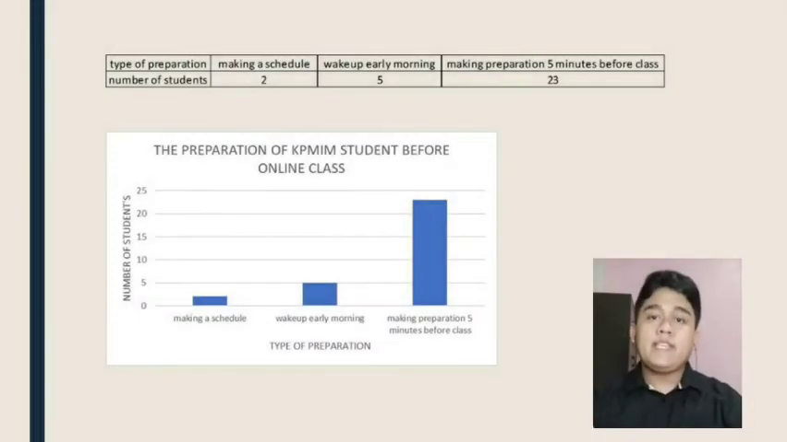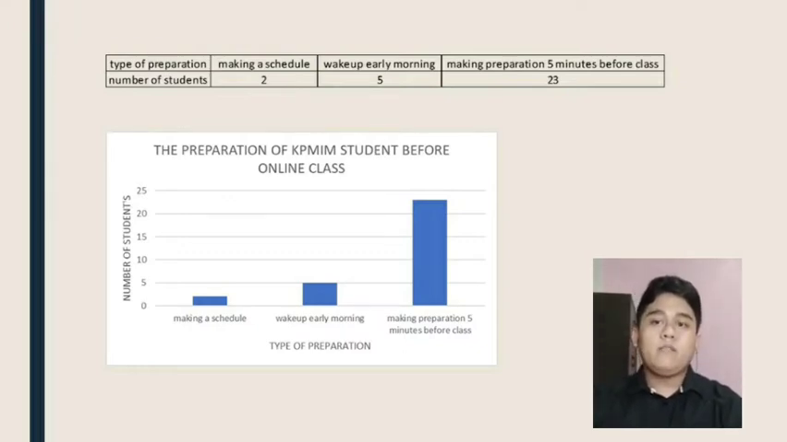For the second data, we have a bar chart, and based on the survey from respondents, most KPIM students made their preparation 5 minutes before online class. With this preparation, students will be late to enter the online class because 5 minutes is not enough time to make a preparation. Other than that, some students wake up early in the morning before online class.